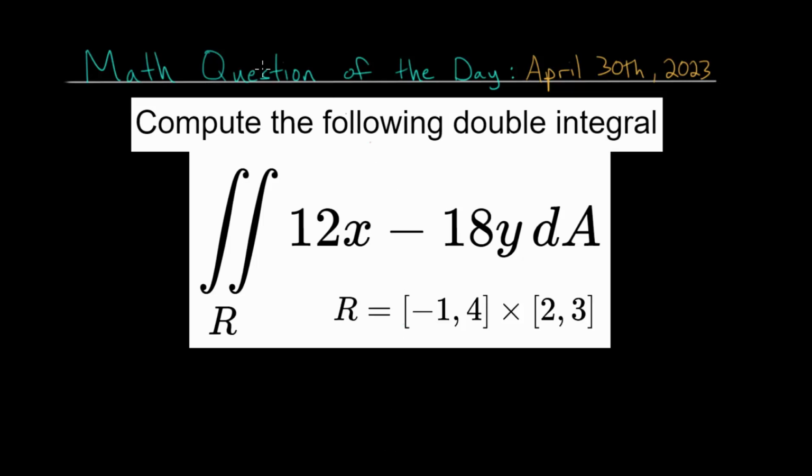In this video, I'd like to talk about the math question of the day for Sunday, April 30th, 2023. With this problem, we need to compute the double integral shown below over this region where the x values, we can say this is x1 and x2, go from -1 to 4, and the y values go from 2 to 3.